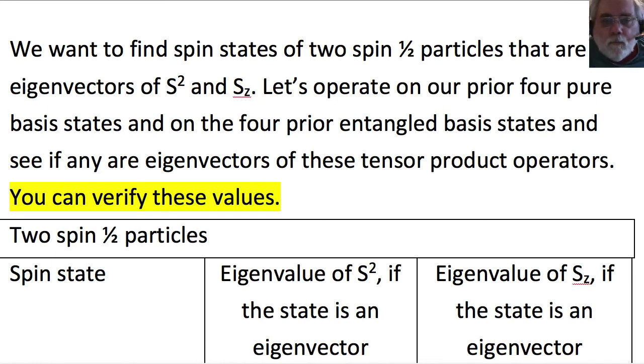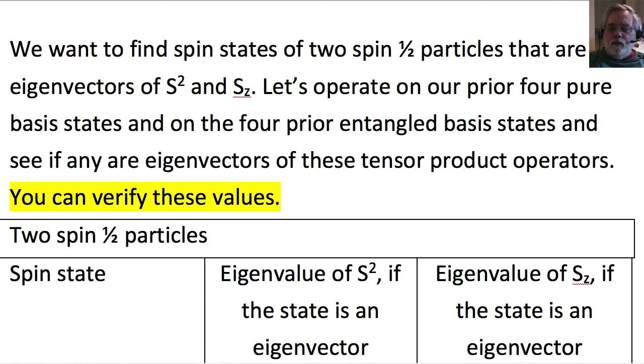And there's a procedure we could use to find them, but really what we're going to do is just operate on our 4 pure basis states and the 4 entangled basis states, and see if any of them are eigenvectors of these tensor product operators. I'm going to give you the results here. I'm not going to show you how I got them. You can verify these values. It's not difficult, but you have to be careful not to make any mistakes.